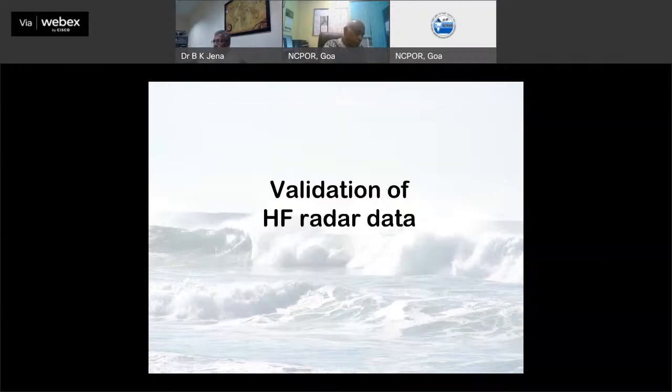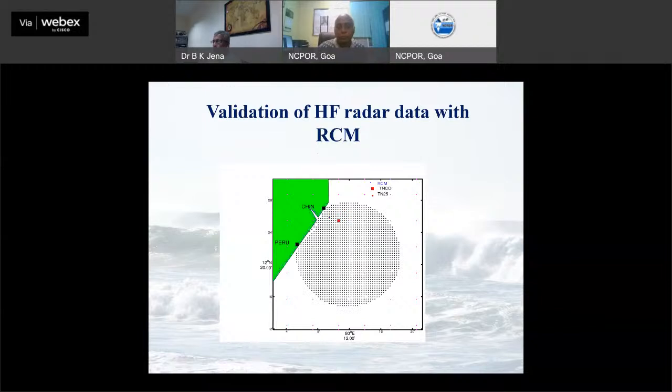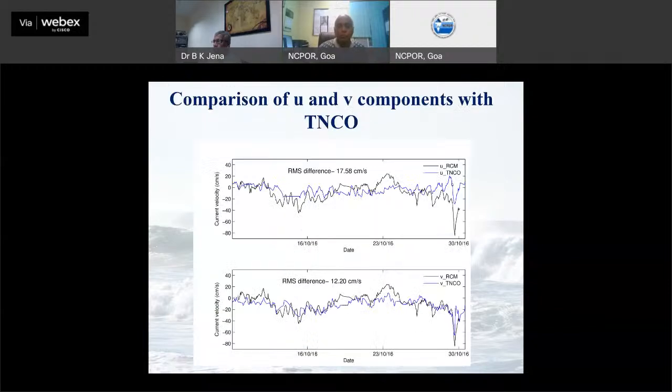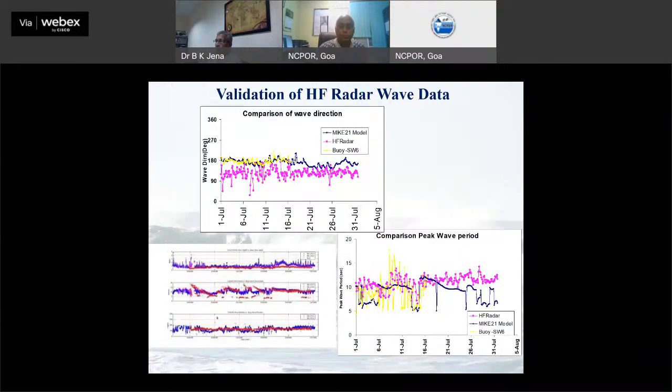Then coming to validation, we have periodically deployed wave rider buoys, ADCPs and single point current meters in the coverage area of HF and we are comparing. Some of the comparisons I will show you here. This is one single point current measurement with HF data, and this is the wave height with the wave rider buoy, and also we compared with our models.